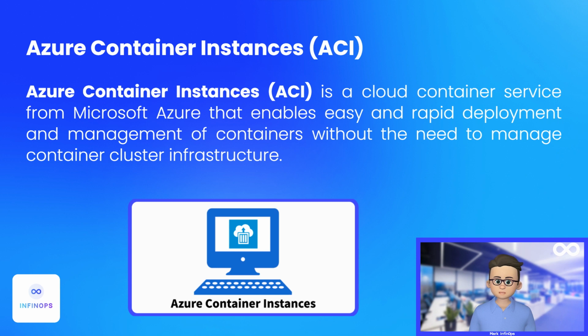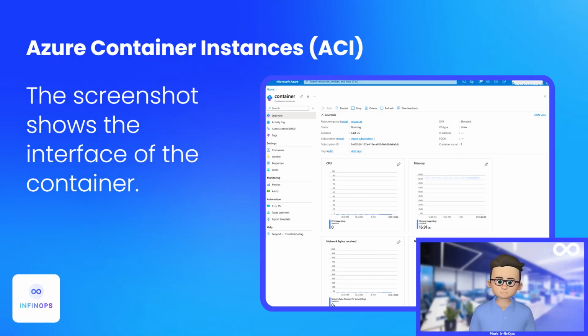Let's move on to the next service and take a look at Azure Container Instances, abbreviated as ACI. ACI is a simple way to deploy containers without the need for prior cluster configuration or virtual machine management. It also allows you to scale containers based on current workload without the need to scale infrastructure. Here is what the interface with container characteristics looks like.